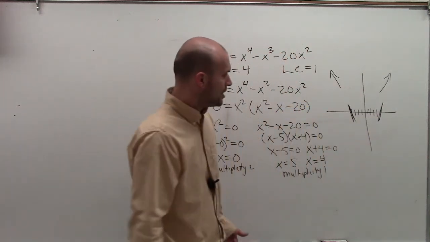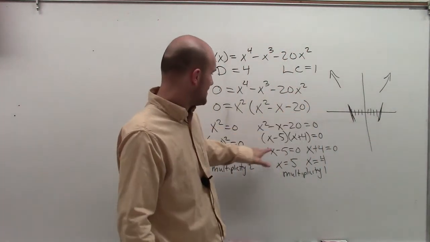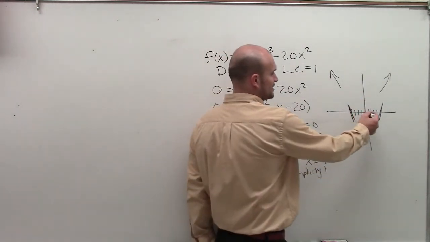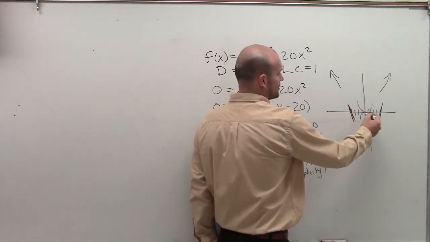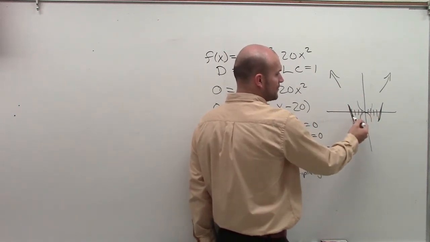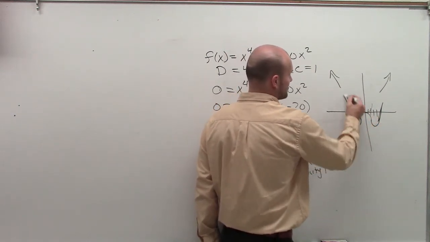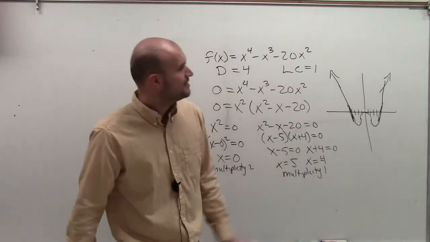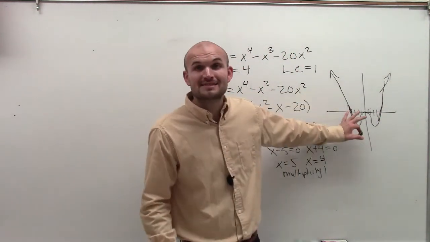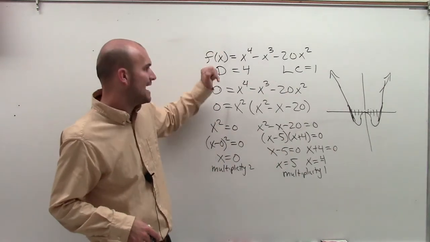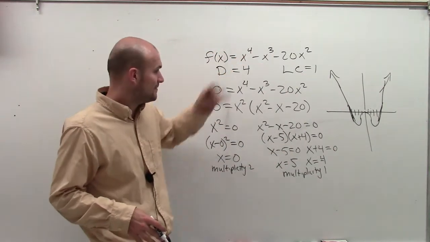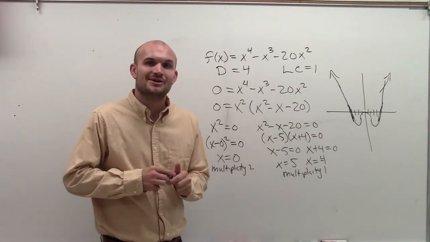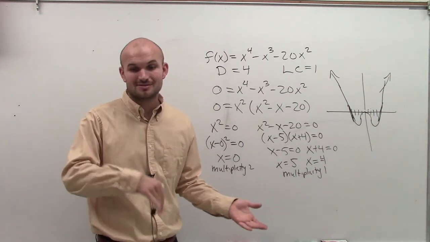All right? To connect my graph, multiplicity 2 means it's going to touch, so it's going to look like this or like that. If it looks downward, I can connect my graph to look something like that. So there it goes, ladies and gentlemen. That's a rough sketch, but hopefully with my algebra you can see how I determined the end behavior, factored to find the zeros, and determined the multiplicity. There you go. Thanks for watching. Any questions, comment below.